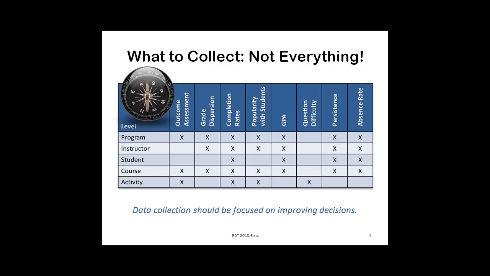What you have to look at is what you're trying to do. What decisions must you make in the classroom? What decisions must you make in curricula? What decisions do you have to make regarding activities in the classroom? Here is just a quick sample of some of the possibilities at different levels within the university and the types of things we can measure.